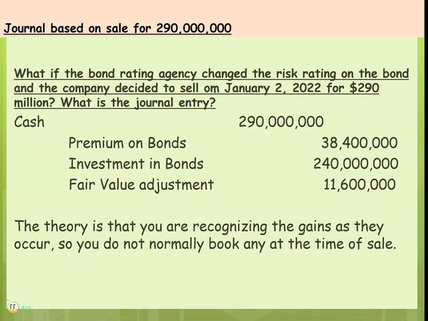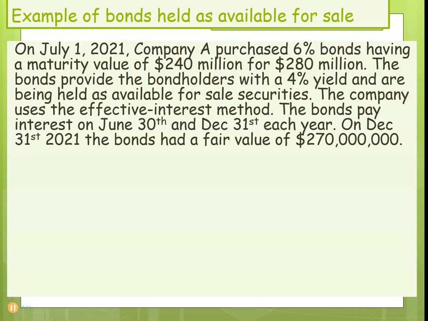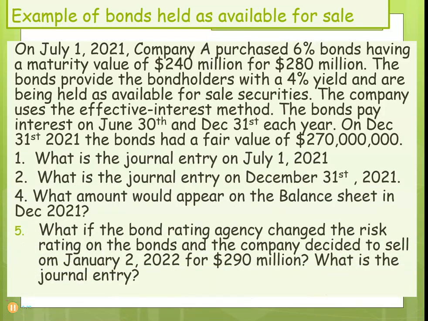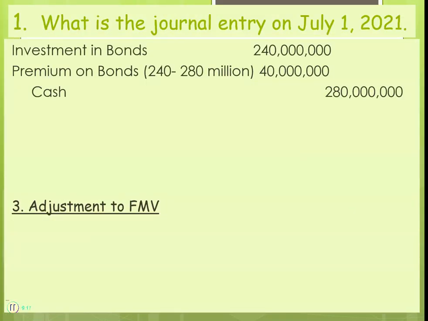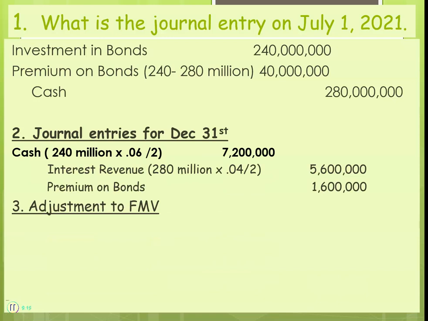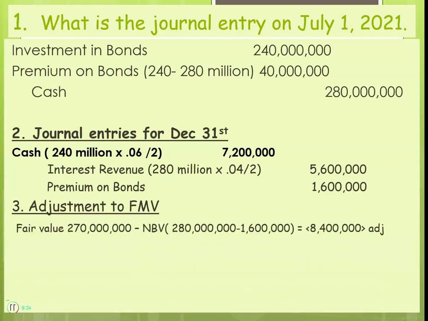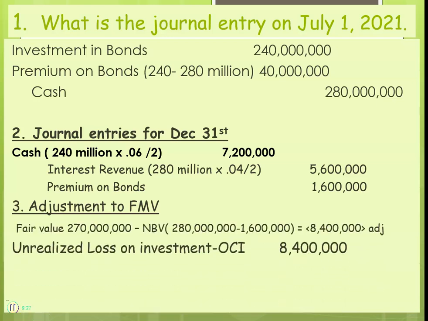Now let's look at available for sale. Same problem, except now we're saying that these are treated as available for sale securities. We've got the same questions we have to answer. Now this journal entry is going to be the same, and so is this. So the booking of the purchase and the journal entry for the interest will be the same. So will the adjustment to fair market value, at least the amount, except that in this case the unrealized loss is going to go to other comprehensive income and fair value adjustment.